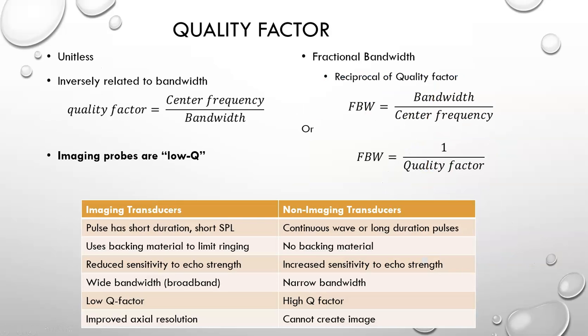The quality factor is a unitless number that's inversely related to the bandwidth. It's defined as the center frequency divided by the bandwidth. And so the wider your bandwidth is, the more frequencies in your bandwidth, the lower the quality factor will become. All imaging probes are low quality, or low Q factor. And that means that they have wide bandwidths.